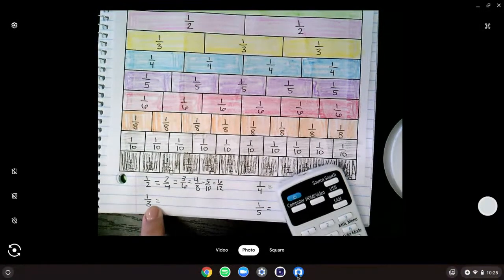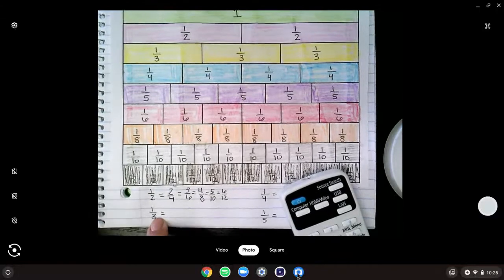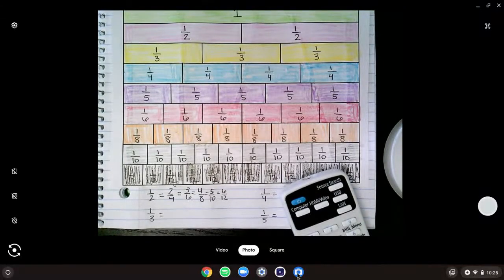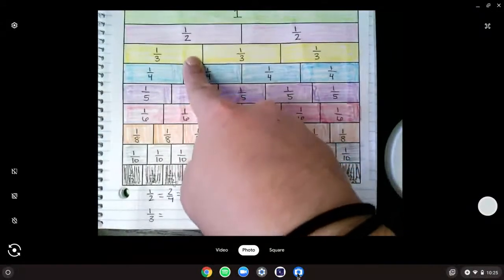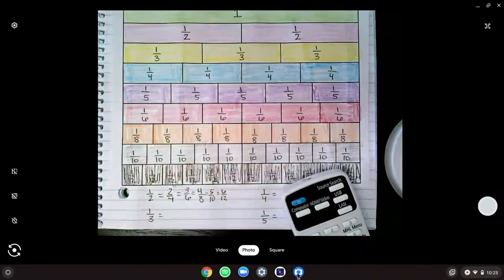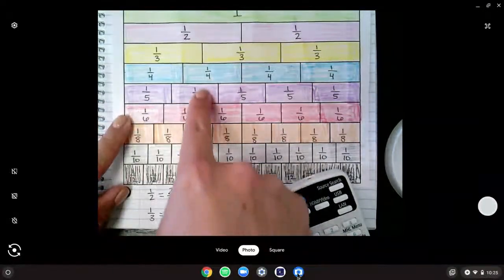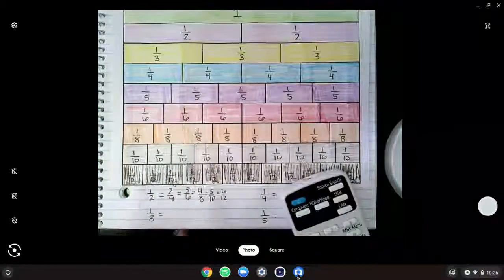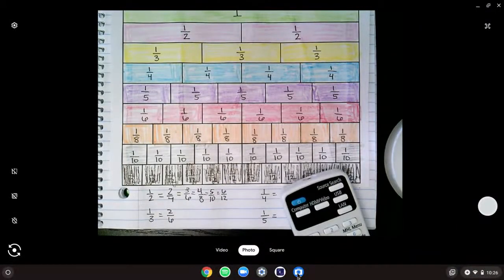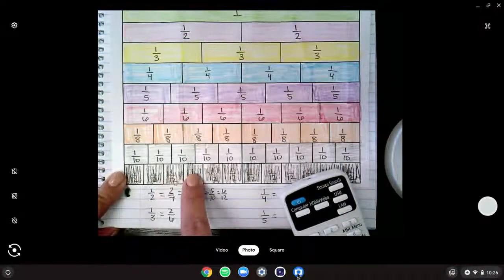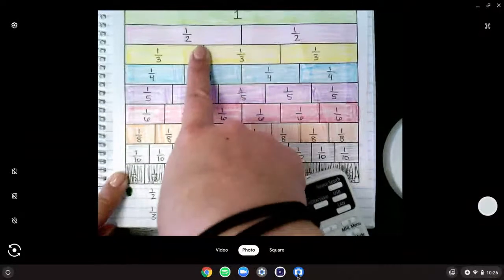Let's try with 1/3. Do you see a fraction that is equivalent to 1/3? What do you see, Ryan? 2/6 does go up to that 1/3 spot. 2/6. Is there anything else that's equivalent to 1/3? Do you see, Monica? 4/12. 1, 2, 3, 4 does go up to that.